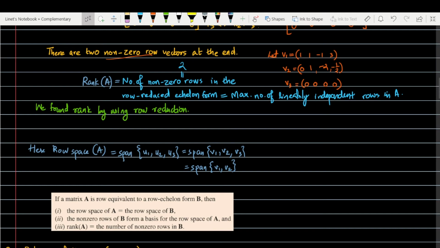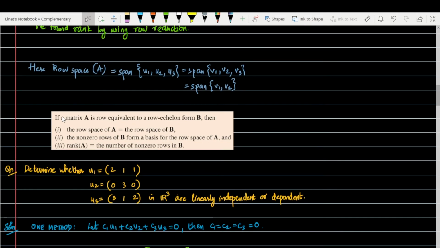So as to recap, if a matrix A is row equivalent, in the sense you are converting it to a row reduced echelon form B, then the row space of A is equal to the row space of B, where B is the row reduced echelon form of A. And the second one is the non-zero rows of B form a basis for the row space of A. And the rank of A is nothing but the number of non-zero rows in the row reduced echelon form of A, that is B. Okay, that's what we have just said.